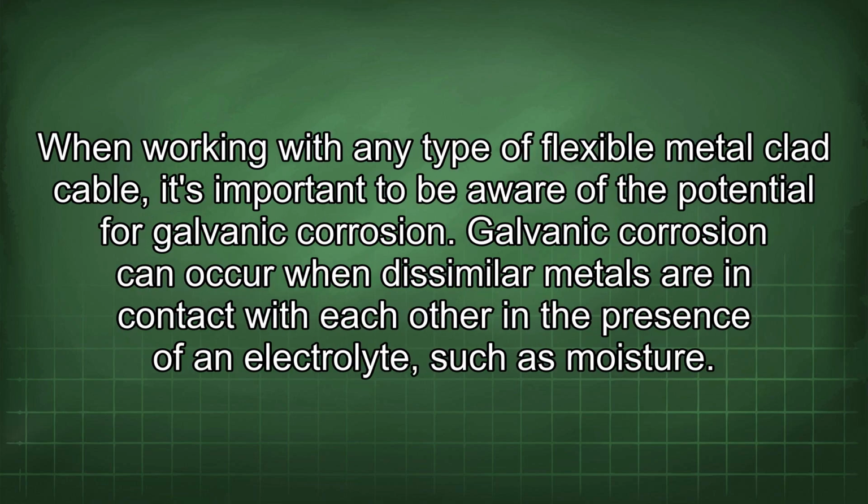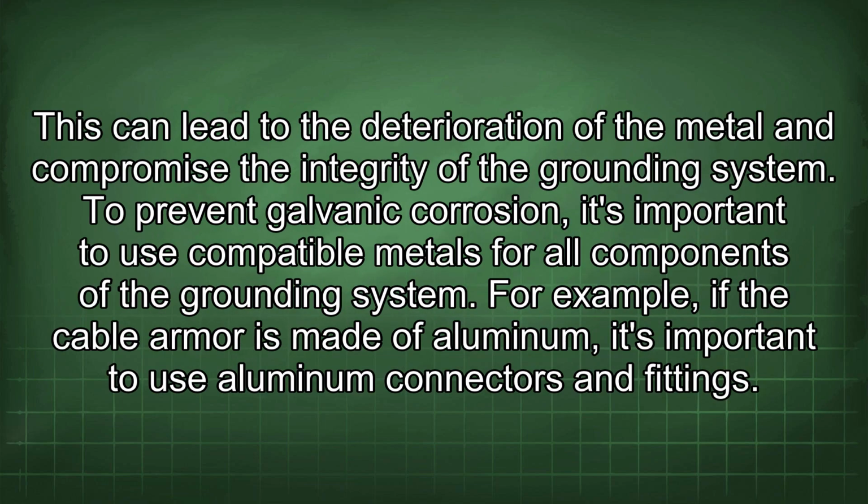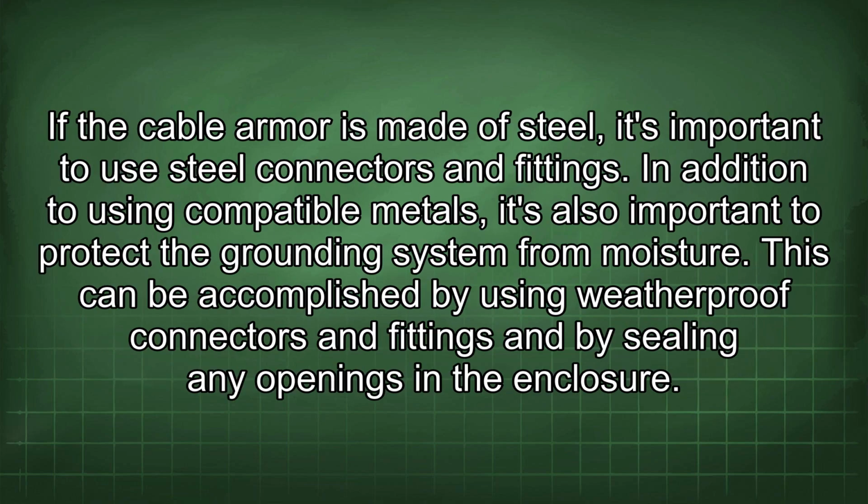When working with any type of flexible metal-clad cable, it's important to be aware of the potential for galvanic corrosion. Galvanic corrosion can occur when dissimilar metals are in contact with each other in the presence of an electrolyte, such as moisture. This can lead to the deterioration of the metal and compromise the integrity of the grounding system. To prevent galvanic corrosion, it's important to use compatible metals for all components of the grounding system. For example, if the cable armor is made of aluminum, it's important to use aluminum connectors and fittings. If the cable armor is made of steel, it's important to use steel connectors and fittings.